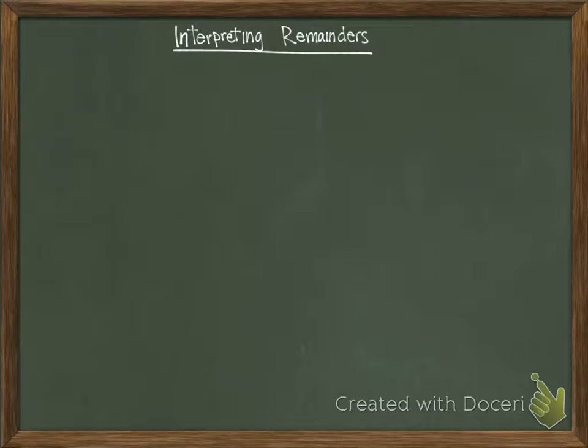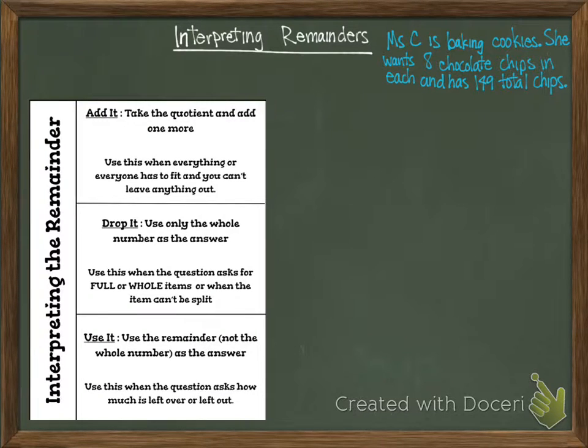Today we're going to be talking about interpreting remainders. Let's start with our base question of Miss C is baking cookies. She wants 8 chocolate chips in each and has 149 total chips. We have our anchor chart, and it says that we can add it, drop it, or use it. It is the remainder. Let's look at the add it.